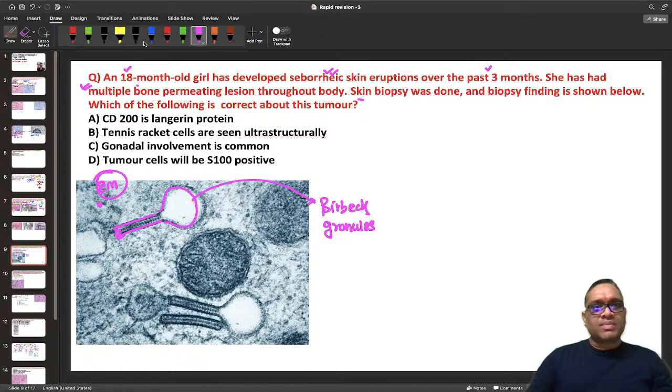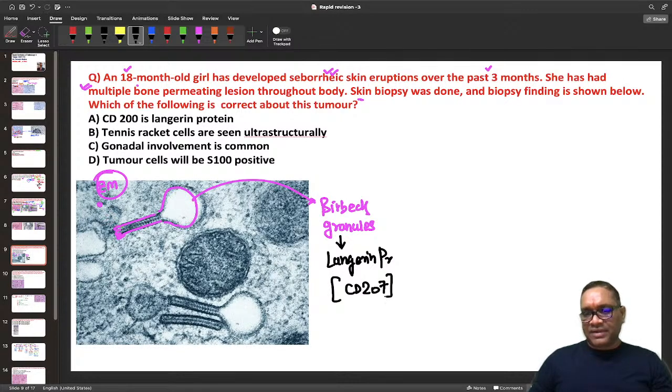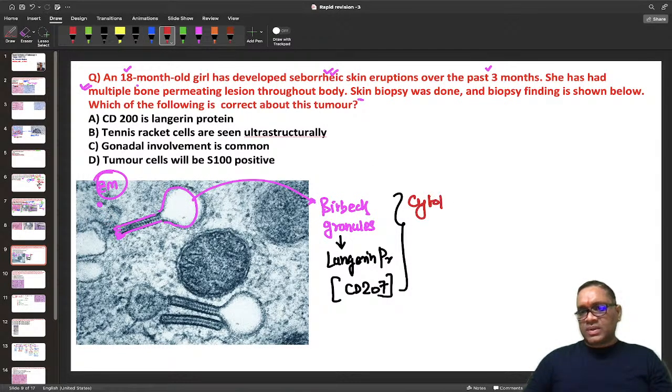Whenever you find Birbeck granules, please remember, it will be positive for langerin protein, it is made up of langerin protein, and the langerin protein marker is CD207. Birbeck granules are present in the cytoplasm of the Langerhans cell. So remember, that is the location: they are all present in the cytoplasm of the Langerhans cell.